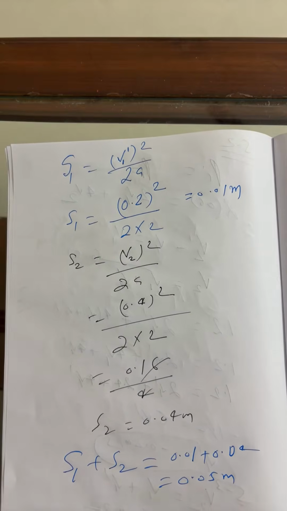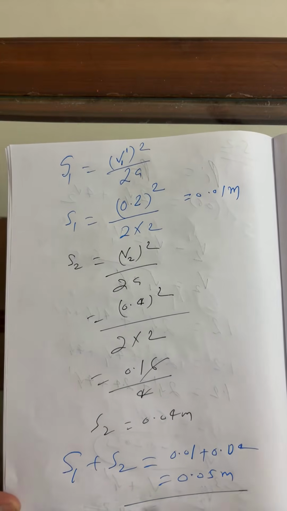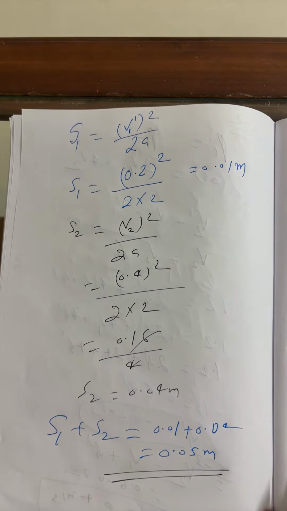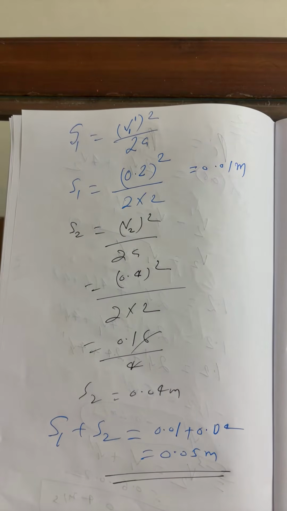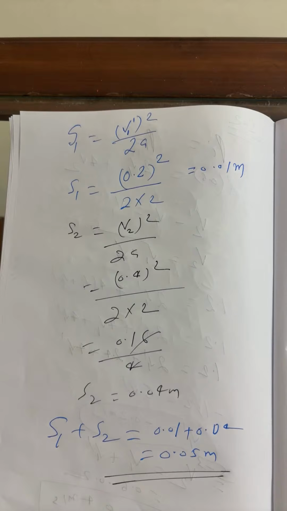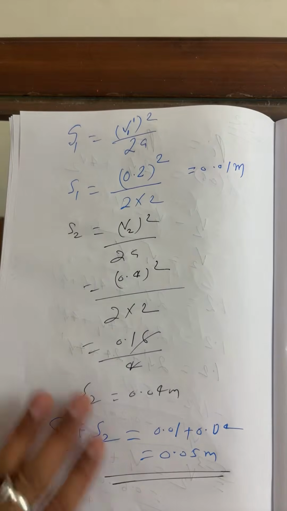This is what you are supposed to write as the answer to this question. What is the final separation? It is 0.05 meter, or you can say 5 centimeter. Got it? Okay, let us move on to the next question.